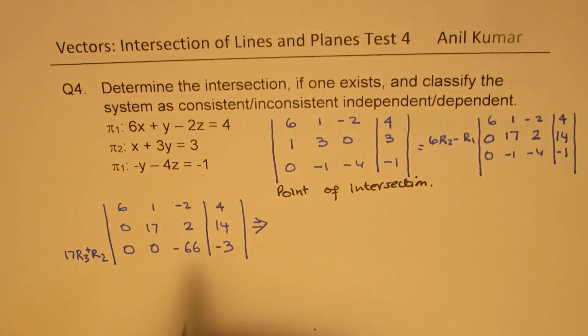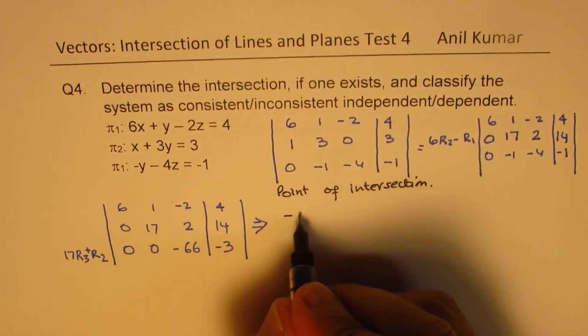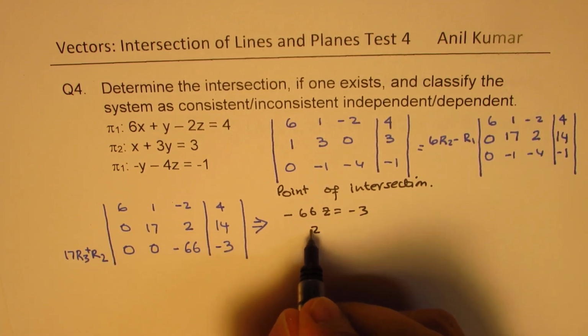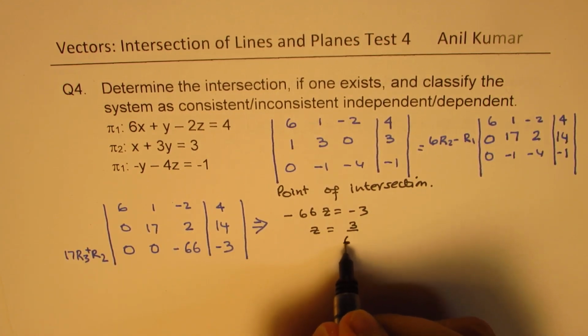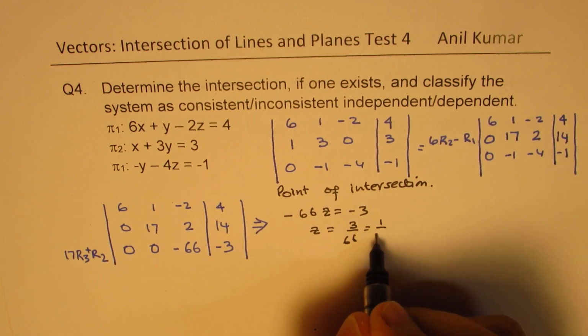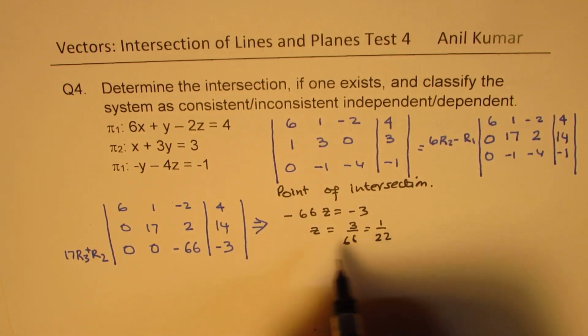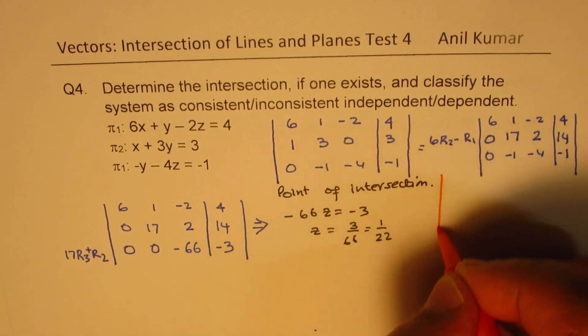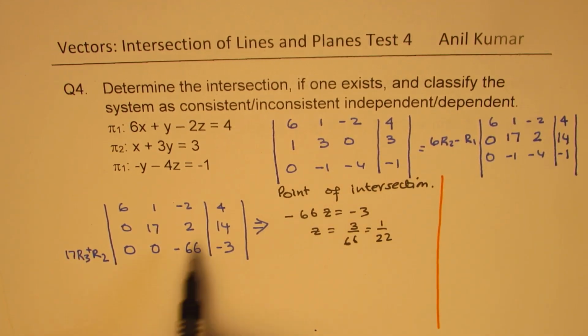So let's calculate this point. We have minus 66z equals minus 3. So z equals 3 over 66, which is 1 over 22. So that is one value. And now we can actually solve for y.